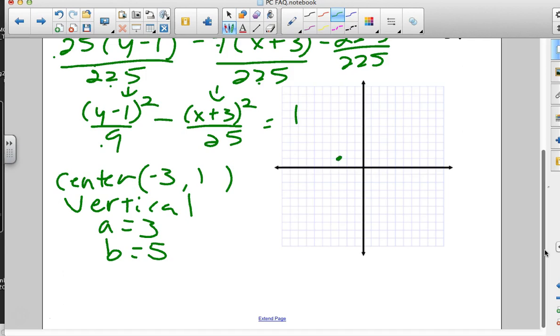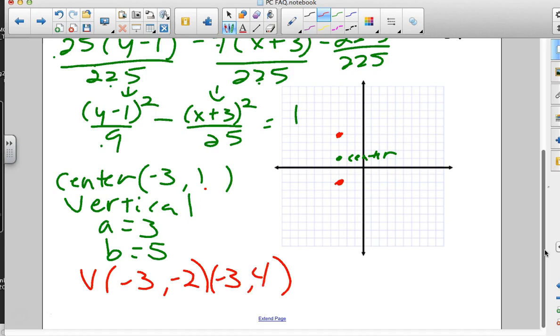All right, negative 3, 1. There is our center. And it is vertical. We have to go 3 units vertically, so up 3 and down 3. And we could certainly stop and tell them what those points are. That's because we realize it's the y coordinate that's going to be affected by that 3. So this will be negative 3 and 1 minus 3, and then we have negative 3 and 1 plus 3. You could count it too at this point. It doesn't matter. So there are those vertices that we needed.